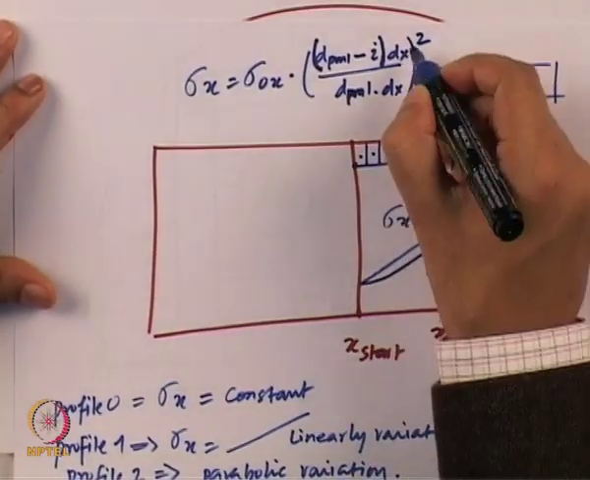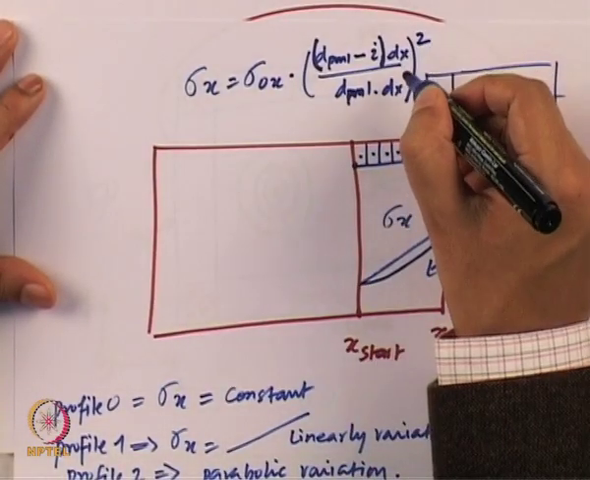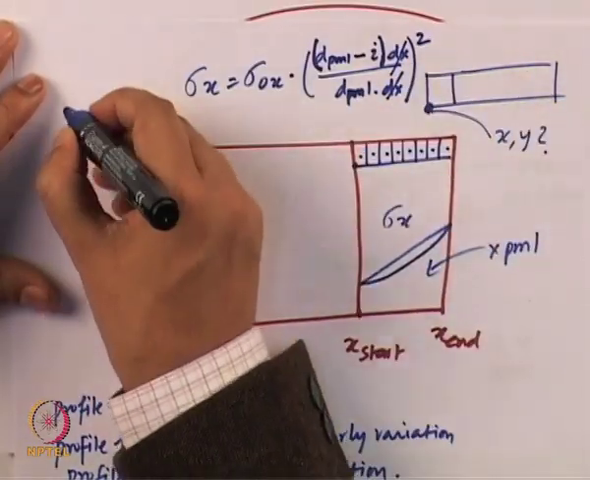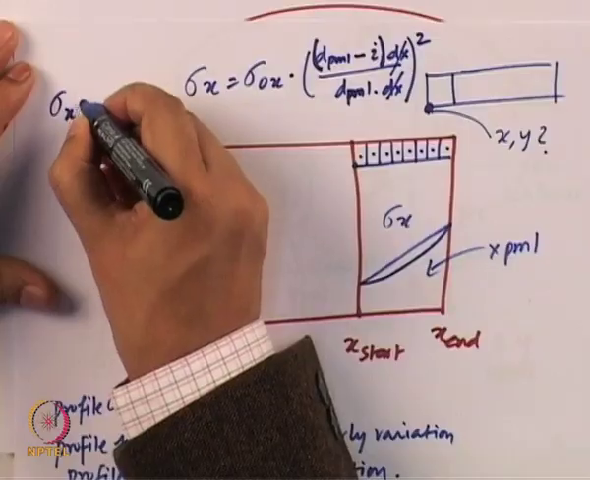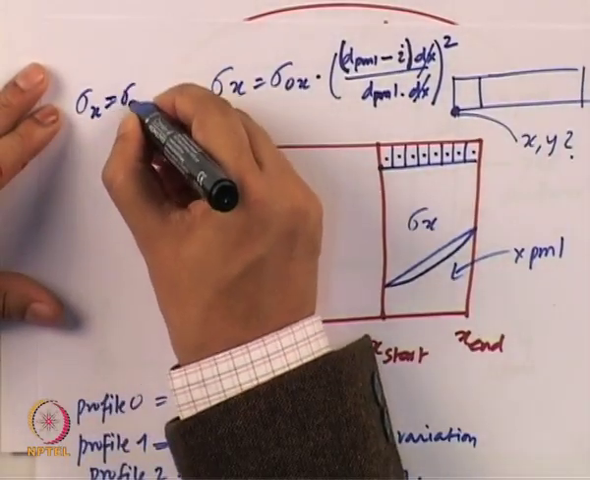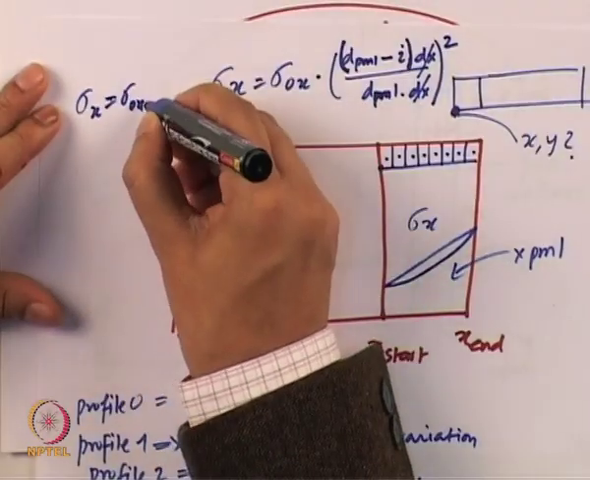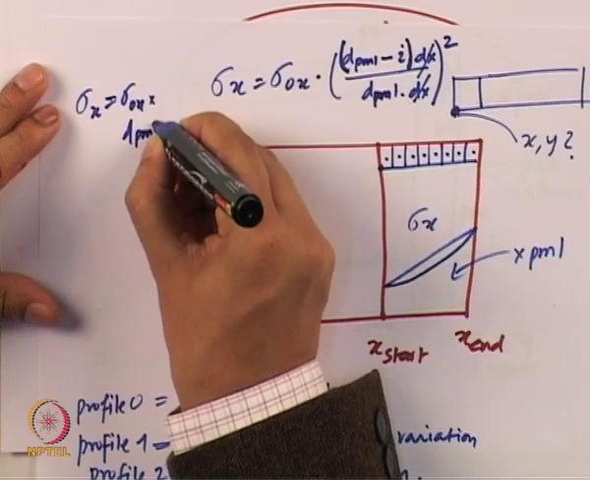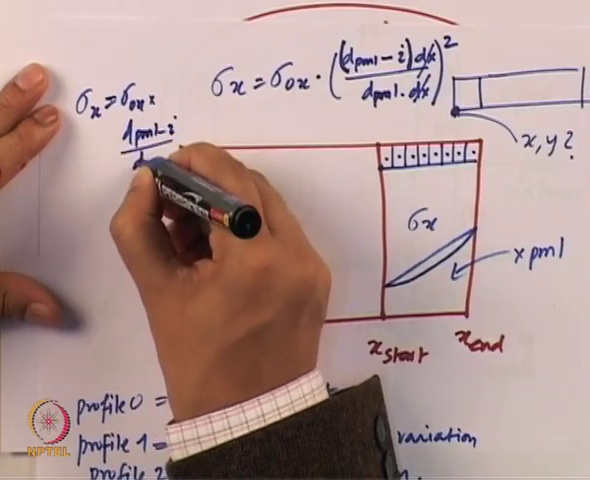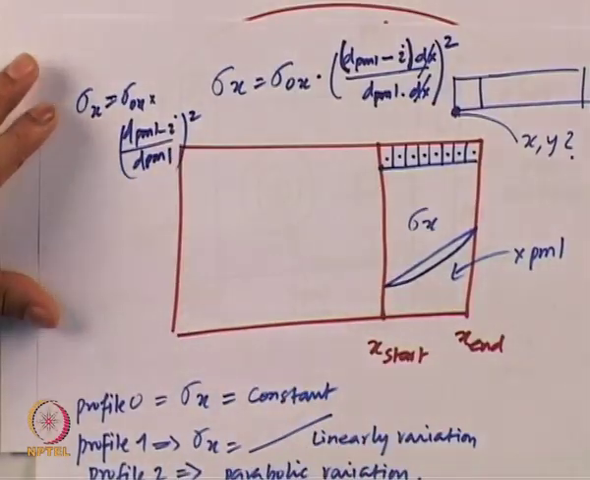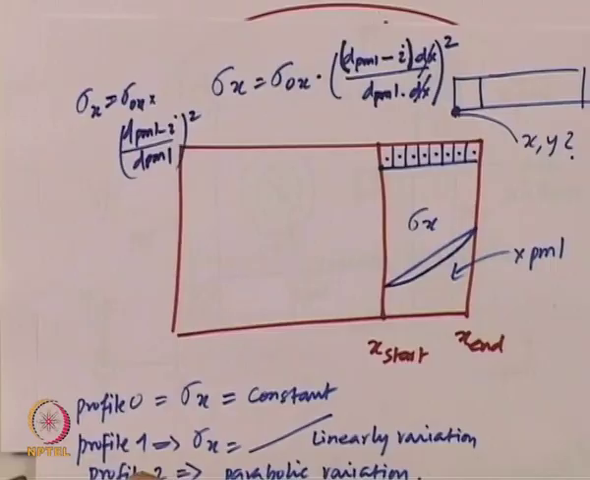So I have chosen the second order profile, so I am using the square here, and you can in fact cancel the dx. What you will get is sigma x is equal to sigma naught x multiplied by dPML minus I divided by dPML, whole square. So this is what we are seeing in this particular equation here in the code.